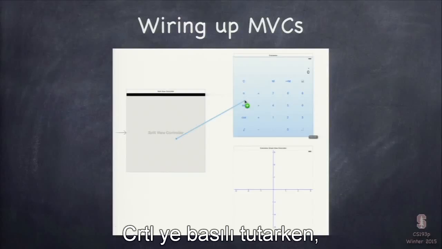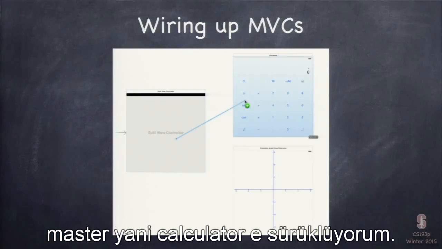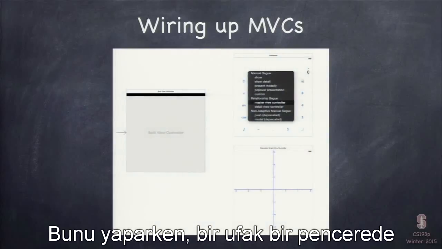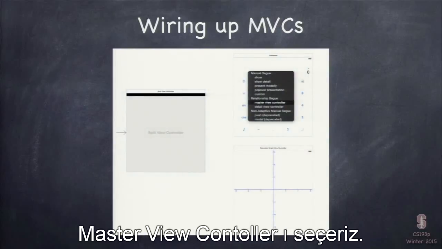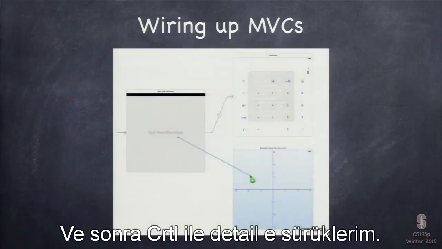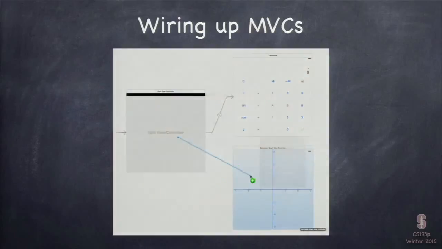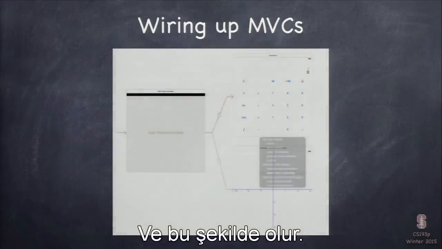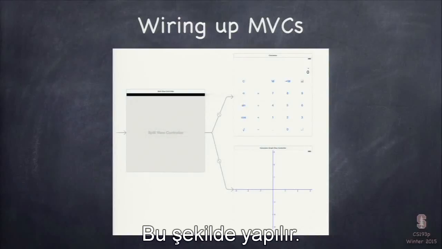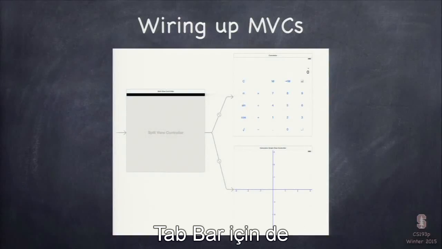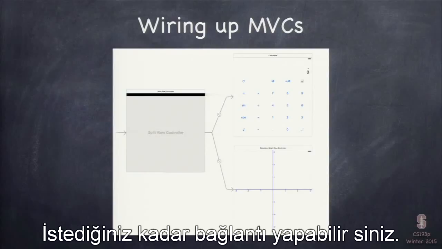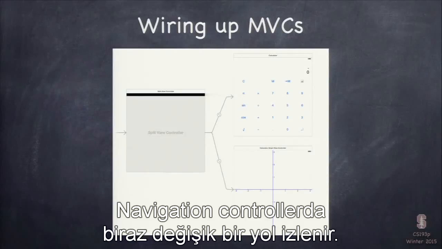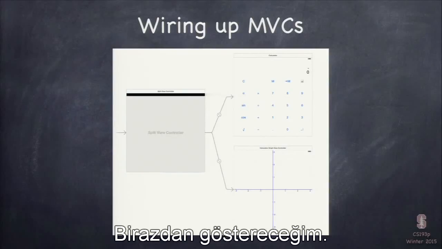Then I control drag to, in this case, my master, which is my calculator. When I do that, it's going to put up this little thing that says, okay, what kind of connection do you want to make? And you're going to pick master view controller there. And that's going to make like a little connection to it. And then I'm going to control drag down to my detail, which is going to be the right side of my split view. And here I'm going to choose I want detail view controller. Okay? And then I'm going to have this fully hooked up split view, and that's it. So it's very easy to hook these things up. All right? And tab bar, you can hook up exactly the same way. Connect as many of them as you want. Okay? Navigation controller is going to be done a little bit differently, which we'll see in a second.